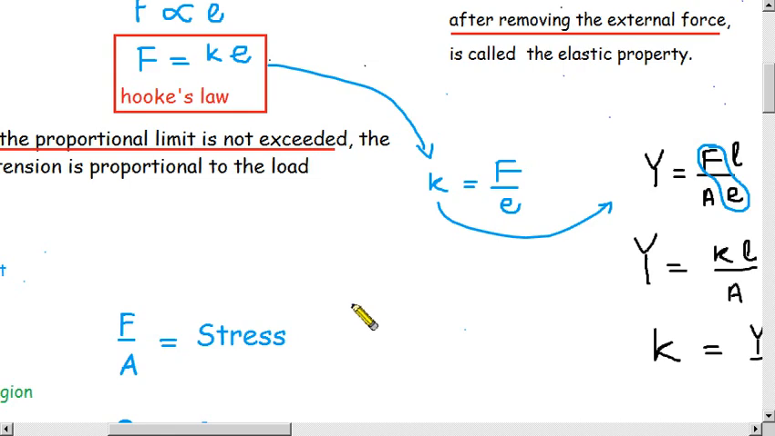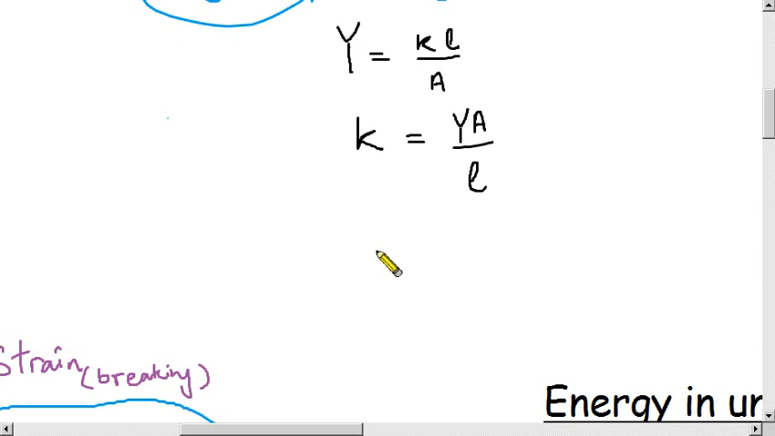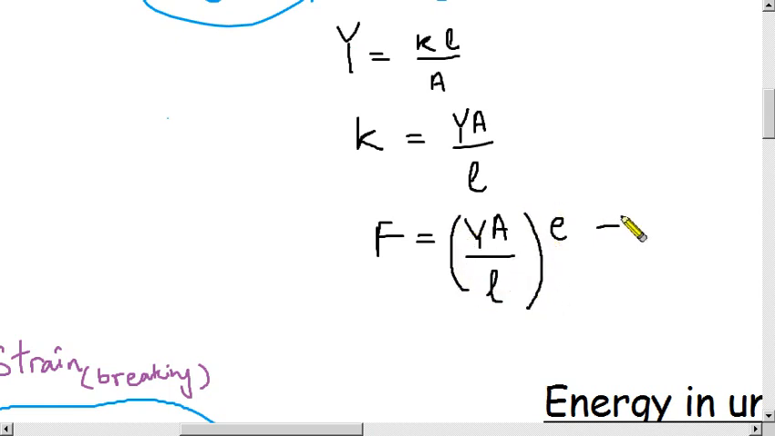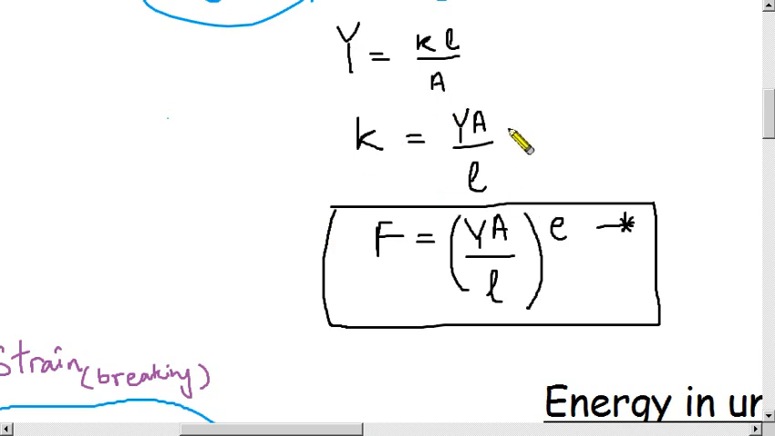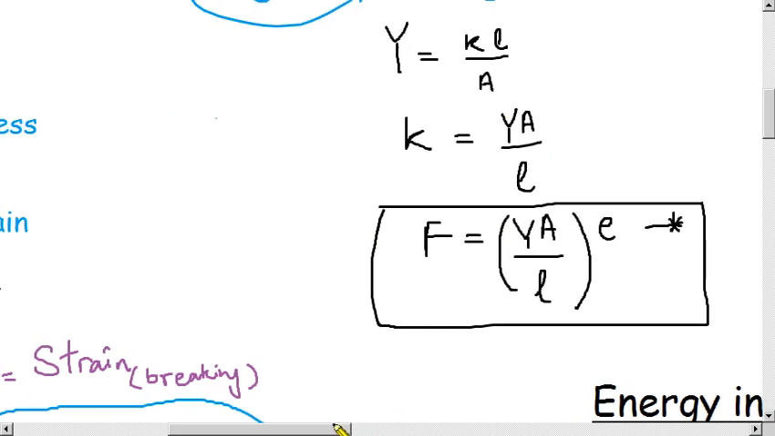So the original Hooke's law equation is F equals K E. So we can write F equals, K means this term, Y A divided by L, times E, like this. So that is also a useful equation. So keep that in your mind. The K is this term coming from Hooke's law.